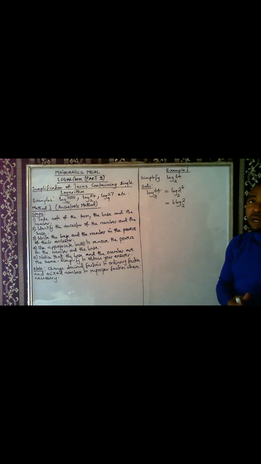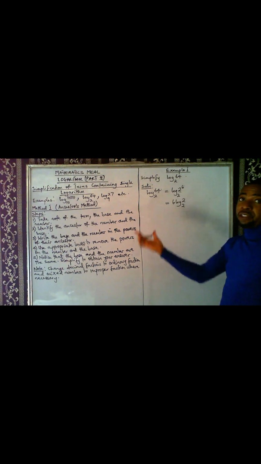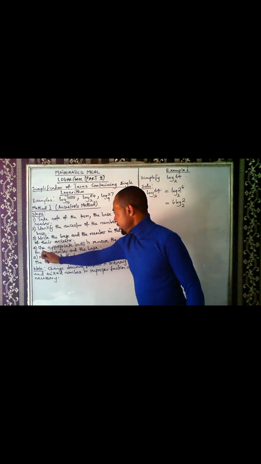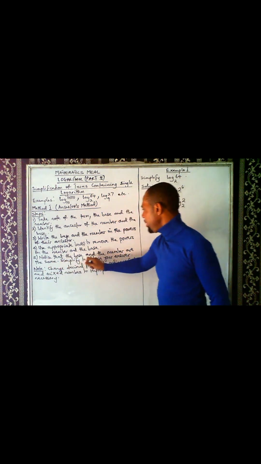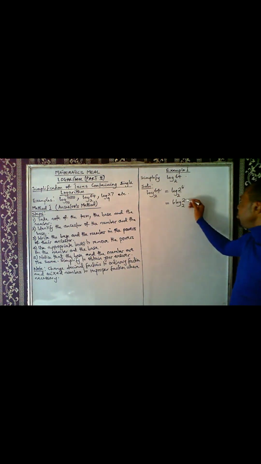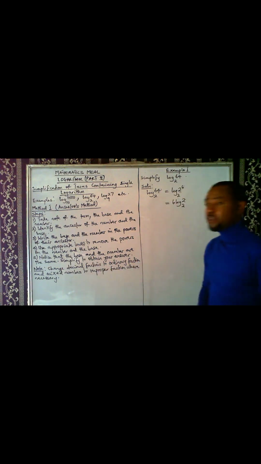Remember, they say remove power on the number and also on the base, but the base just has power of 1, so removing it will not make any difference anyway. So we have removed the power as stated in the fourth step. Now they say notice that the base and the number are the same. I have 2 here, I have 2 here. Then they say simplify to obtain your answer.